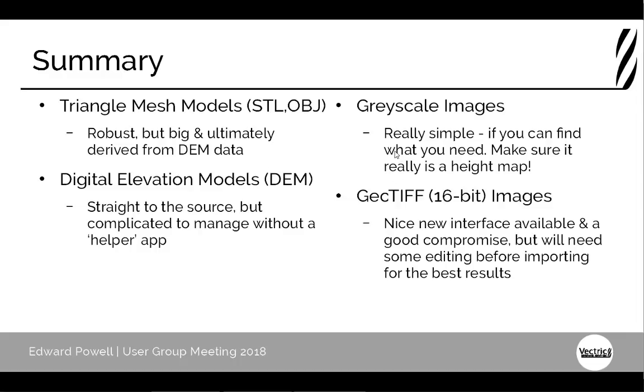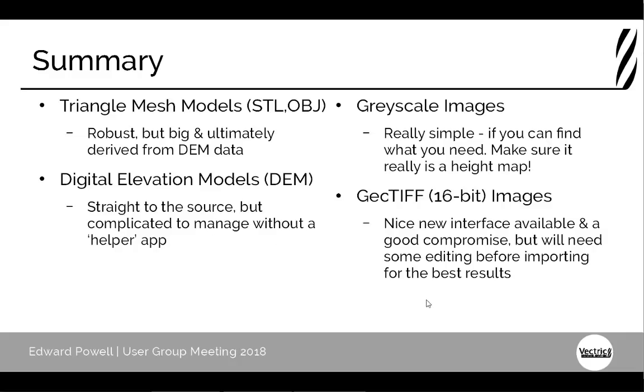The grayscale images were really simple. If you can find what you need, you can make good use of grayscale images, but you need to make sure it is actually a height map and not just a shaded grey image. The DEM files we looked at, that's really getting right down to the scientific source of a lot of the other file formats. But you probably need a helper app of some sort to get hold of the data you're after, because unless you're pretty familiar with latitude and longitude, or the world divided into degrees and arcseconds, you're going to find it quite difficult to locate the area you're interested in.